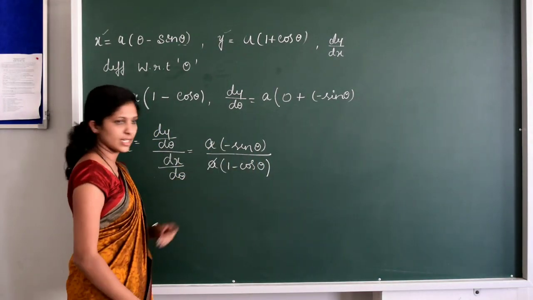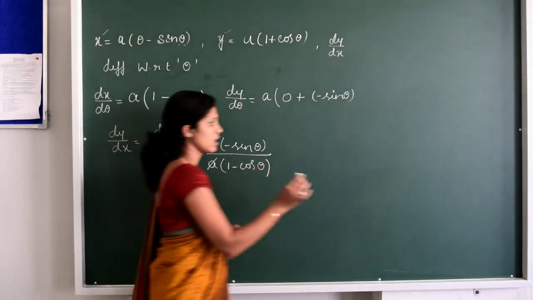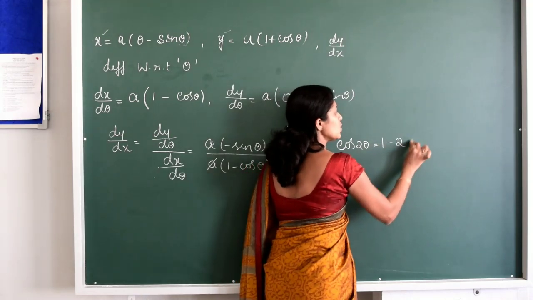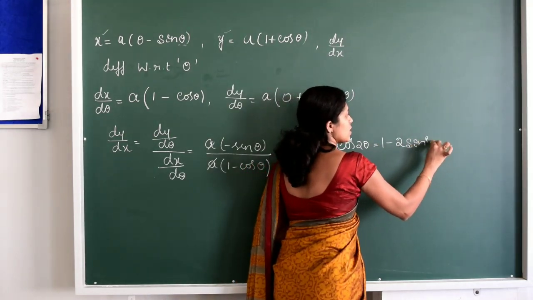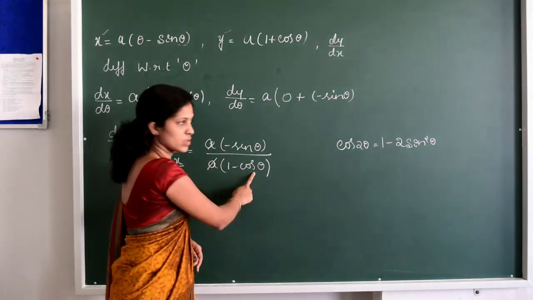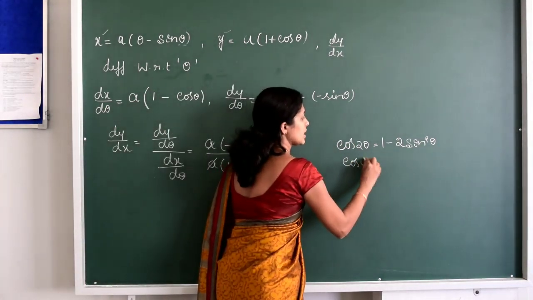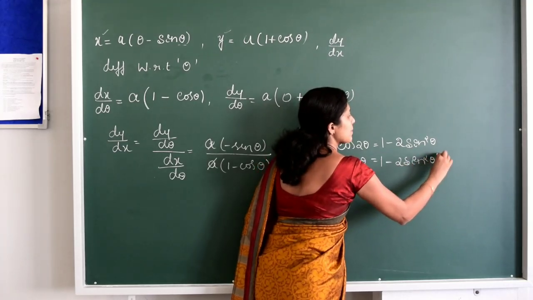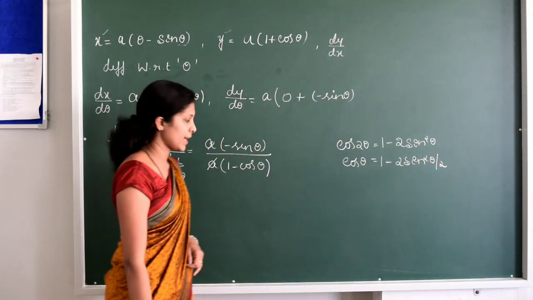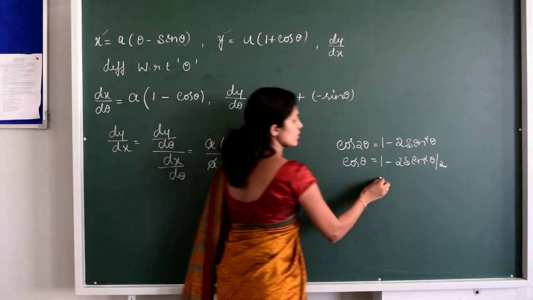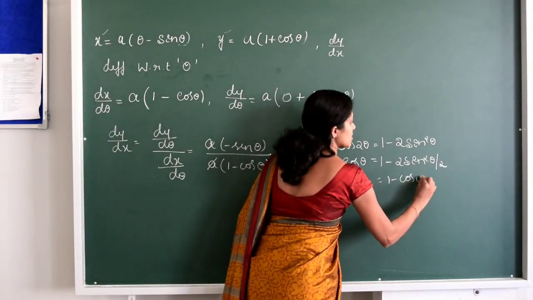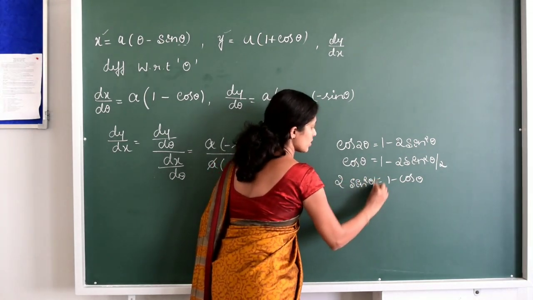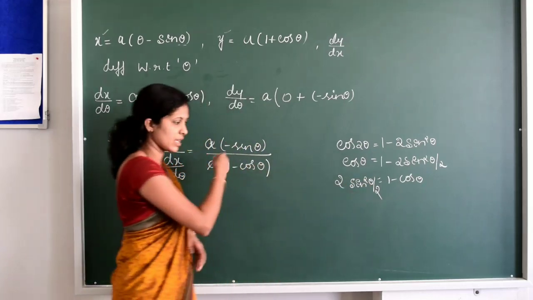So minus sin theta, and you can apply the formula. What is 1 minus cos theta? You know the formula, cos 2 theta is 1 minus 2 sin square theta. So here we need 1 minus cos theta, so this can be written as cos theta is equal to 1 minus 2 sin square theta by 2, right? Angle is divided by 2, and we need 1 minus cos theta. So we can write 1 minus cos theta is equal to 2 sin square theta by 2. You should remember these formulas, okay? You are not supposed to write these things; directly you can substitute this.